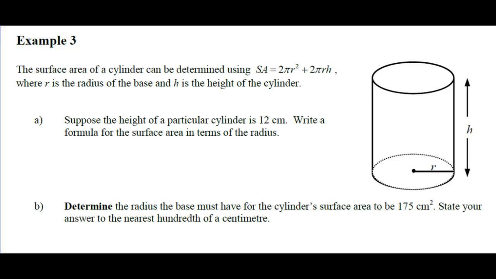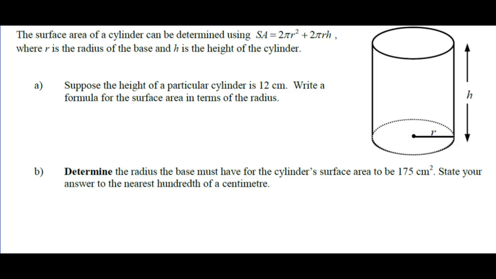A practical example. The surface area of a cylinder can be determined using surface area is 2 pi r squared plus 2 pi r h, where r is the radius of the base and h is the height of the cylinder. Right? So think back to grade 10, measurement. Here's the formula. Suppose the height of a particular cylinder is 12 centimeters. Write a formula for the surface area in terms of the radius.